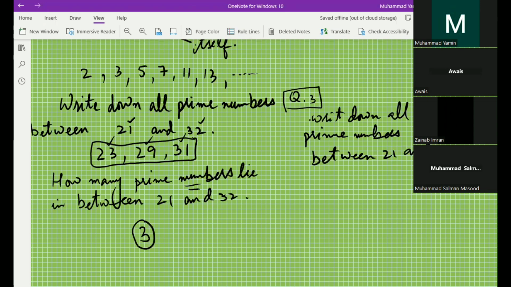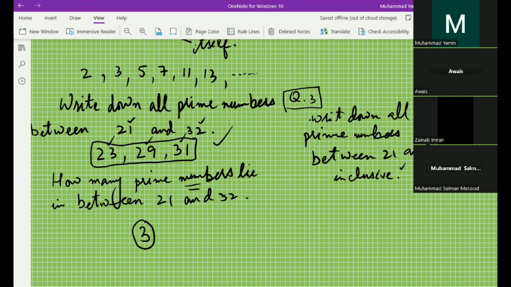Let's not take 32, let's take 31. 21 and 31 inclusive. Now this word inclusive means you have to take the boundary numbers also, because in the first example, I told you that we have to take only those numbers which are lying in between this, and the boundaries should not be taken. But in this question, this word inclusive tells us that we have to take the boundary values as well.